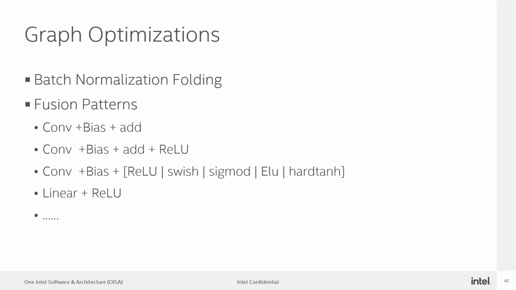And further, if you use convolution plus bias plus add, or convolution plus ReLU or ELU, this kind of activation function, or linear plus ReLU, all these kinds of patterns will be fused into a single operator, which brings a performance boost furthermore, by reducing the overhead.